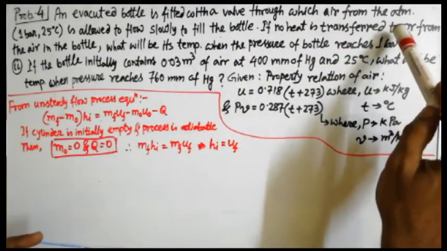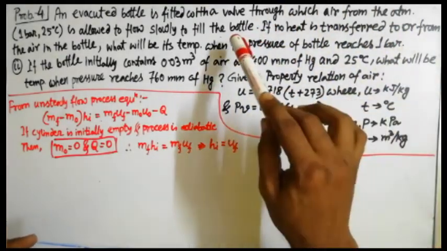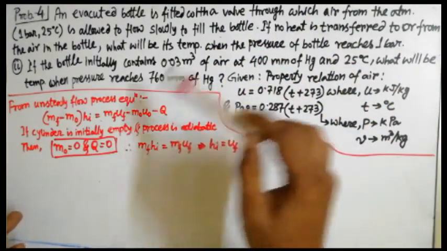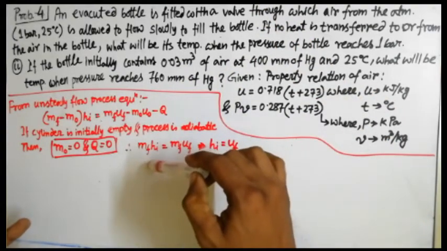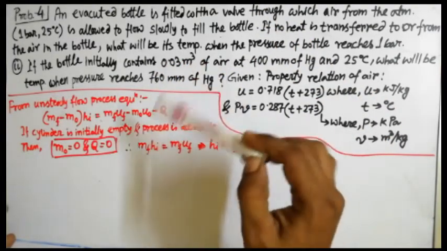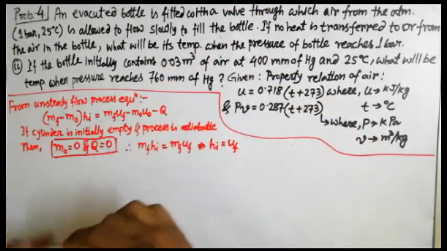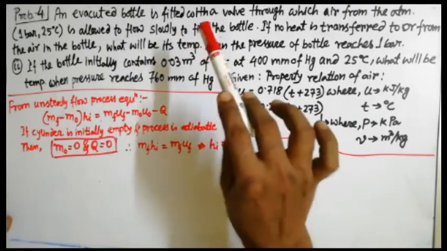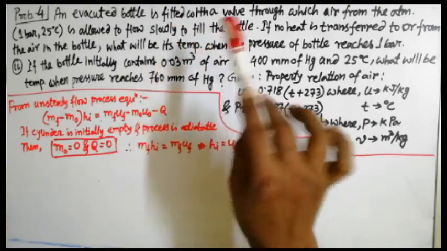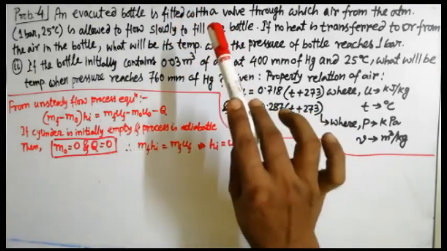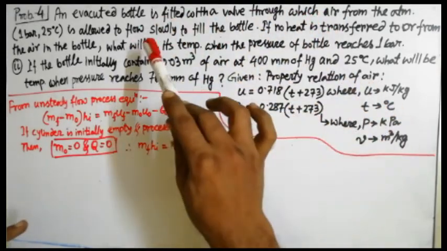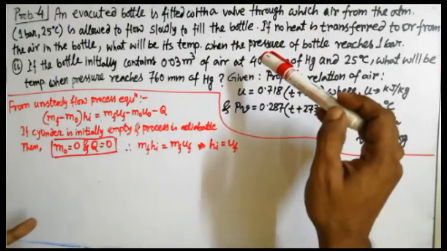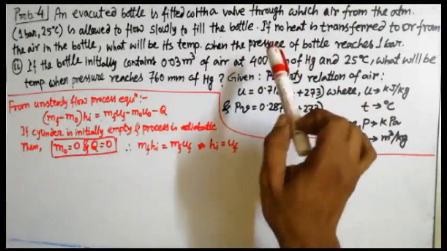If no heat is transferred to or from the air in the bottle, so there is no heat exchange from the bottle to the outside or outside to inside the bottle, we can consider it an adiabatic process. It is not a reversible adiabatic process, it is only an adiabatic process, because there is no heat transfer. If it were a reversible adiabatic process, then entropy would be constant. So it is not reversible adiabatic, it is only an adiabatic process.